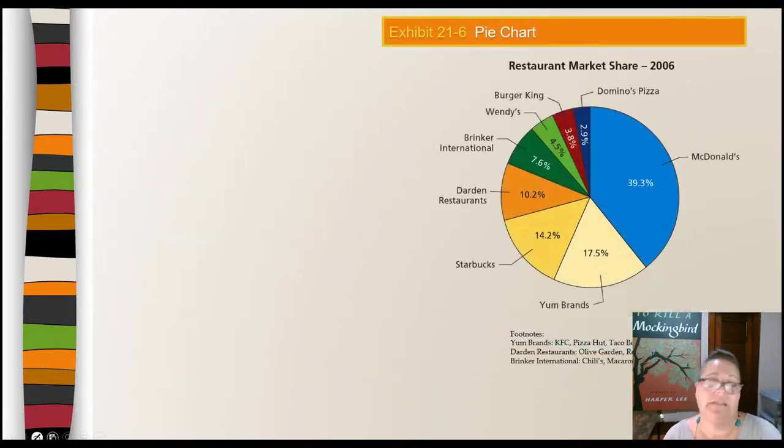All right, so here's an example of a pie chart. We're going to answer some of those questions based on this pie chart. You can see we're talking about restaurant market shares from 2006. We have, oh gosh, I can't count, 1, 2, 3, 4, 5, 6, 7, 8 different restaurants accounted for. McDonald's, it looks like, takes up the biggest amount. Domino's takes up the smallest. Notice that all of these are listed in percents.